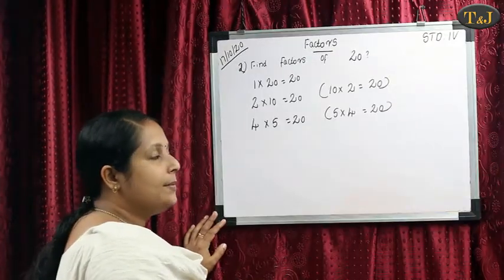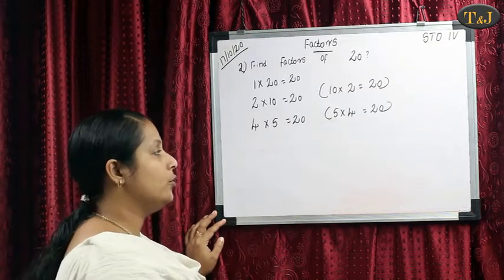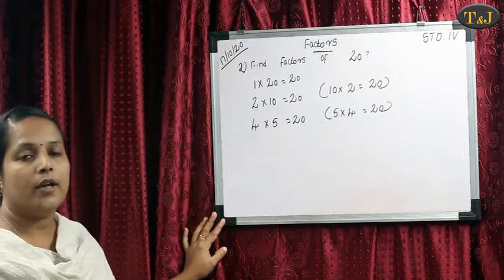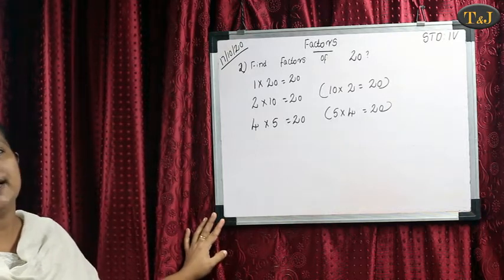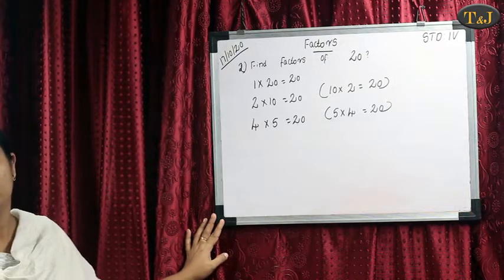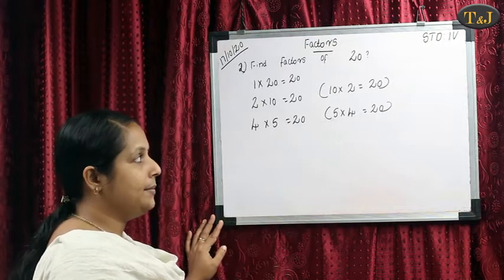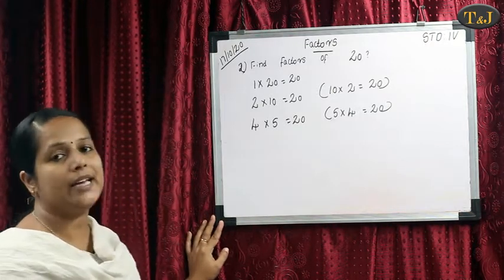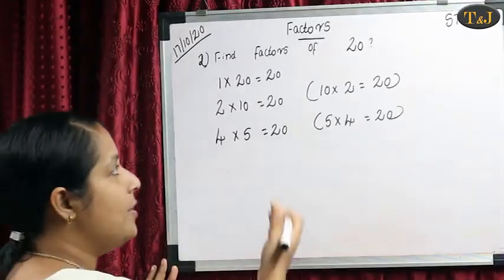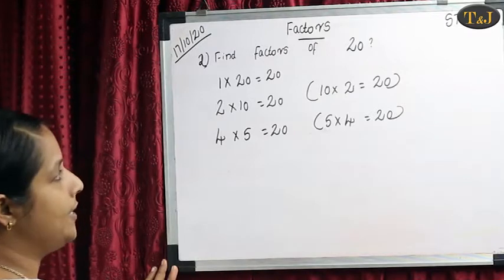Then in 7's table, is there 20? No, 7 3's are 21. No 20 in 7's table. Then in 8's table, 20? No. 8 1's are 8, 8 2's are 16, 8 3's are 24. So there is no 20 in 8's table. Then 9's table has no 20 because 9 2's are 18 and 9 3's are 27. Then 10's table also includes 20. Then we write 10 2's are 20 and 2 10's are 20.